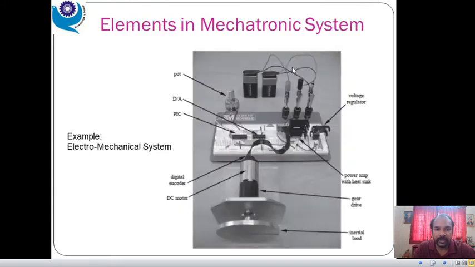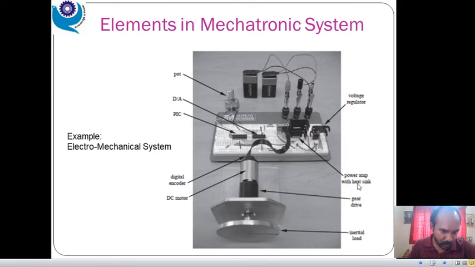Practically, let us see elements in a mechatronic system. One example has been taken over here. In discrete format they have shown a potentiometer, a digital to analog converter, that is D2A, and a PIC microcontroller or processor, a digital encoder, and a DC motor, then inertial load and gear drive.